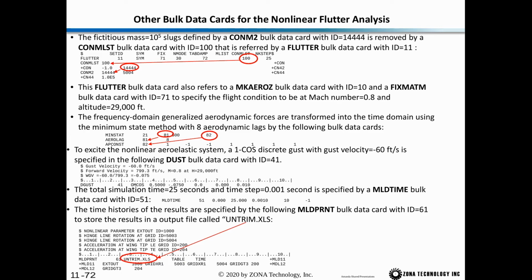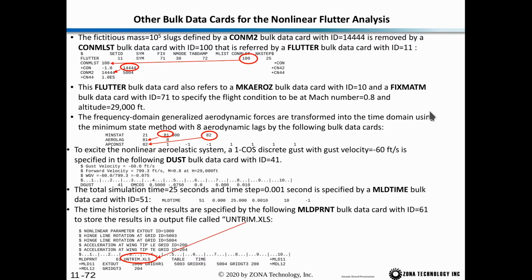Our remaining bulk data cards in this analysis: the fictitious mass of 10 to the 5 slugs defined by the conm2 card is removed by a conm list bulk data card that is referred to by the flutter card. So our fictitious mass mode shapes imported by the assign FEM card have that fictitious mass in them, so we need to remove that fictitious mass in ZAERO using this conm2 card.